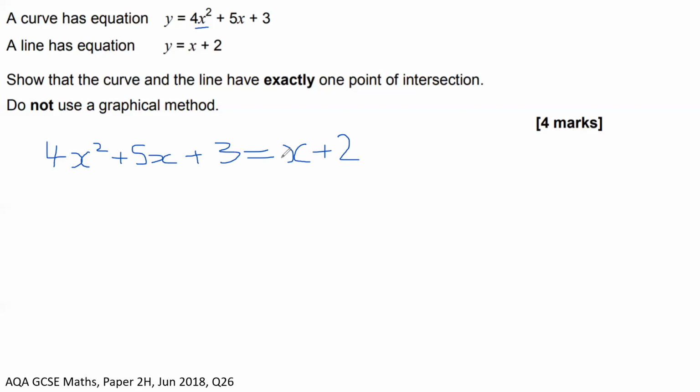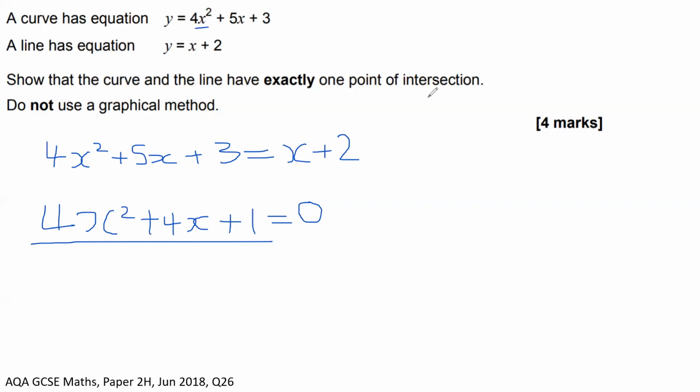So if we do that, we can subtract an x from both sides. So we'll have 4x squared. If we minus x from both sides, we're going to end up with plus 4x. And then if we subtract 2 from both sides, we're going to end up with plus 1, and that is equal to 0. So now we've got one quadratic equation that is set equal to 0, and hopefully you see that we can go about solving this.